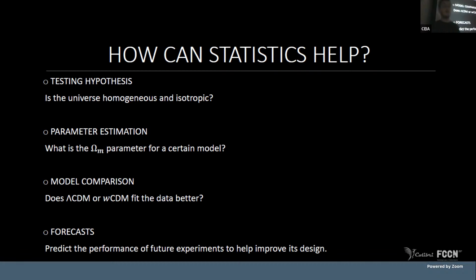You can also use it for parameter estimation. You already know what this parameter means, just the fraction of matter we have in our universe. You might be studying a certain model that describes the universe, and you can use statistical methods to actually calculate, in the context of that model, what is the most likely value for that parameter with associated uncertainties.